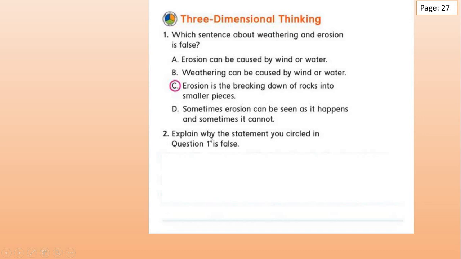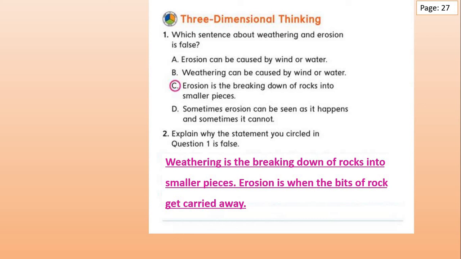Question number 2. Explain why the statement you circled in question number 1 is false. What do you think, grade 2? Yes, of course, this is because weathering is the breaking down of rocks into smaller pieces. And erosion is when the bits of rock get carried away. So interesting. Now, please, grade 2, be sure to write the correct answer in your book, page number 27.